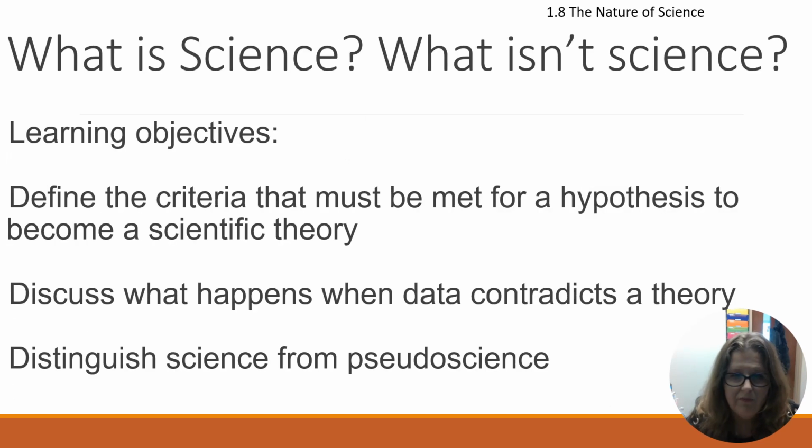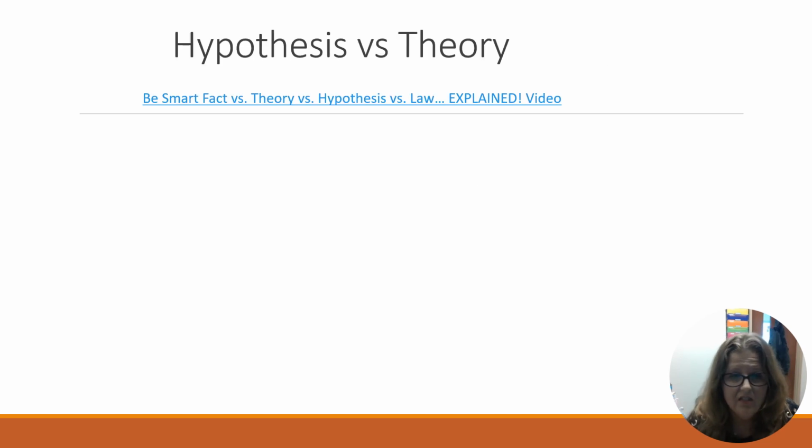All right, this is section 1.8, the nature of science. So what is science? What isn't science? Talk about criteria that must be met for a hypothesis to become a scientific theory, discuss what happens when data contradicts a theory, and distinguish science from pseudoscience.